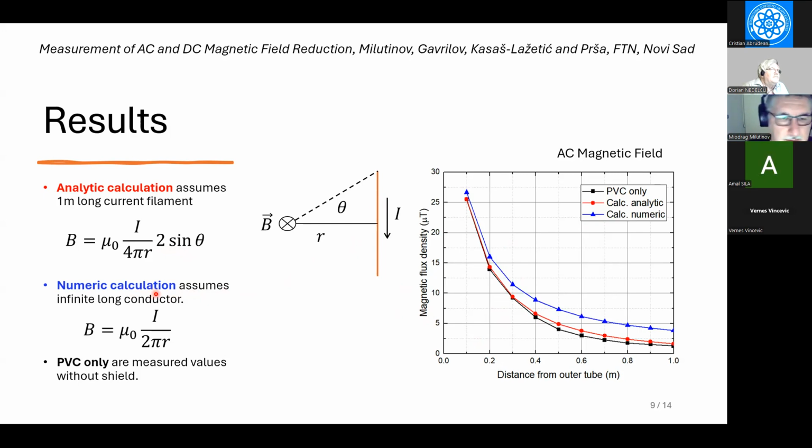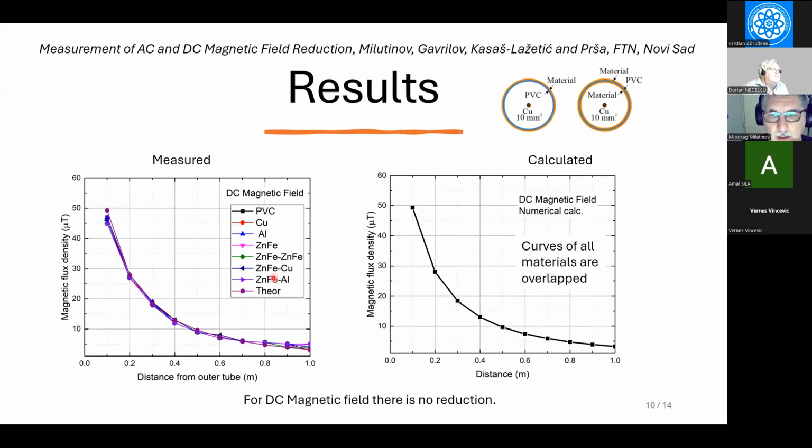Numerical calculations are performed using a software package, the finite element method, and they are a little bit higher, as you can see, because it assumed that the wire is infinitely long, so it is another expression. So it is something that we expected.